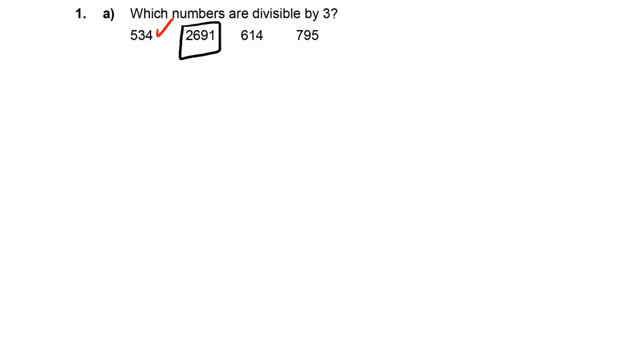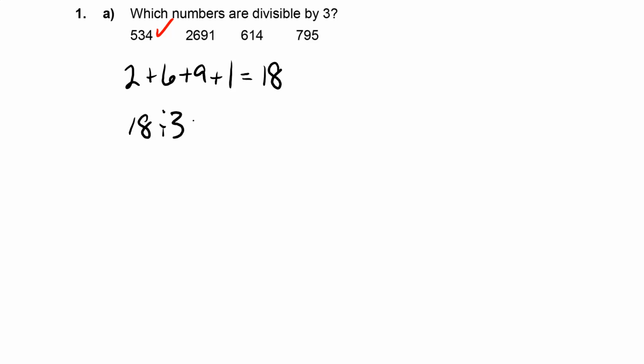How about 2,691? 2 plus 6 plus 9 plus 1 is equal to 18. 18 divided by 3 is equal to exactly 6. Based on that, we can say that 2,691 is also divisible by 3.